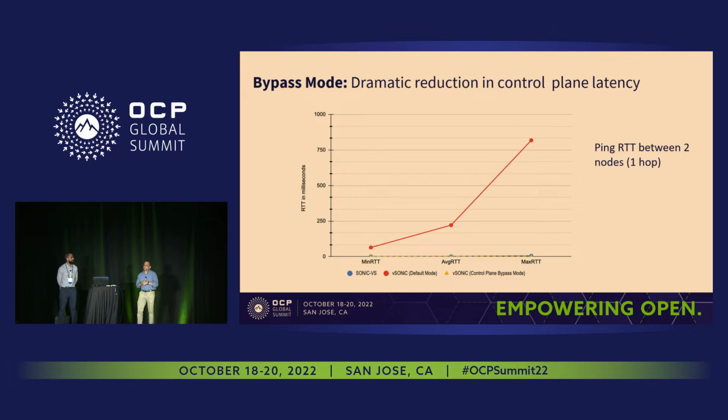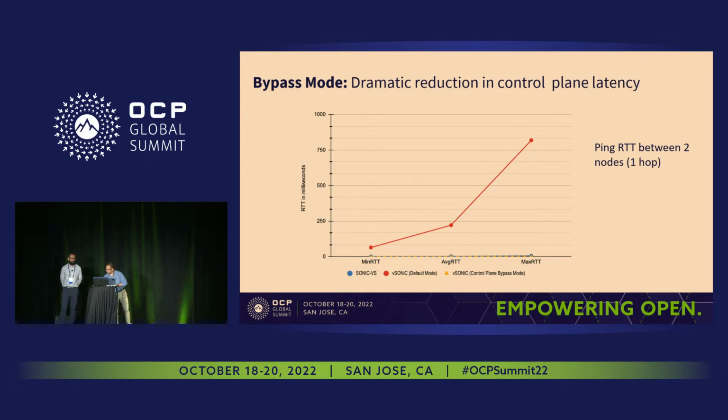So here is a comparison of with and without bypass. Now, on the y-axis, it's a ping round trip time just between two nodes with three variants. One is SONiC VS, one is VSONiC in default mode, and one is VSONiC in control plane bypass mode, right? On the x-axis, you can't even see the SONiC VS latency, right? It's in less than 10 milliseconds. But if you look at the red line, the minimum is around 50 to 60, average is around 250, and sometimes you get 800 milliseconds. There's no way you can scale in the default mode for VSONiC, so it has to be the bypass.